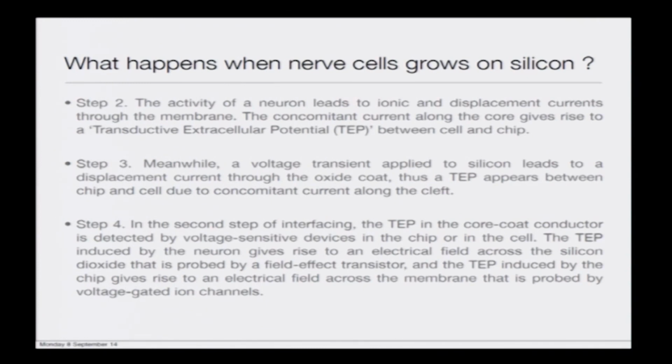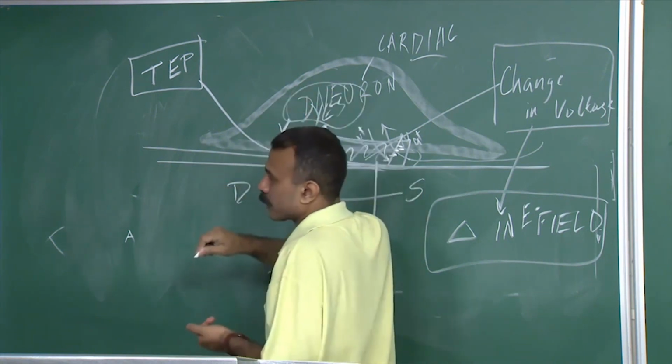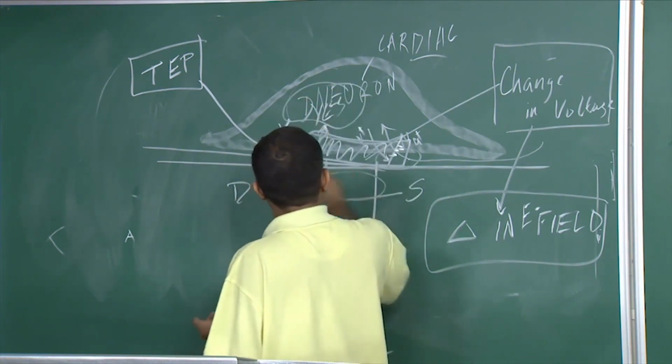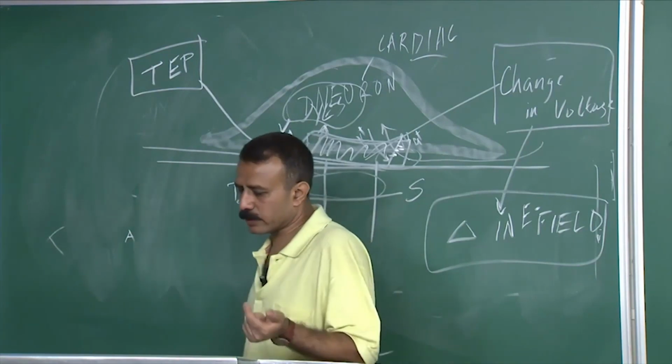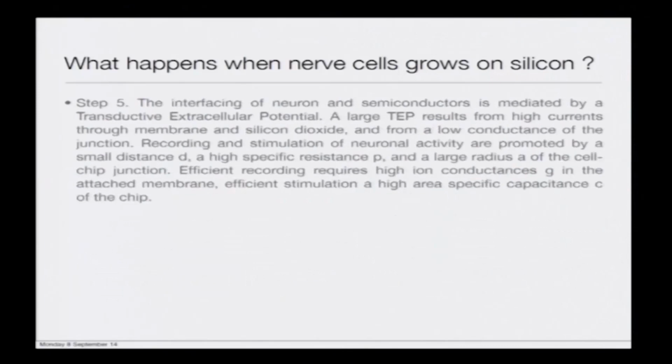In the second stage of interfacing, the TEP in the core-coat conductor is detected by voltage-sensitive devices in the chip or in the cell. You could have a voltage-sensitive dye here, a voltage sensor here, which could see the change of the TEP. Okay. Now, what happens when the nerve cells? This is the last part.